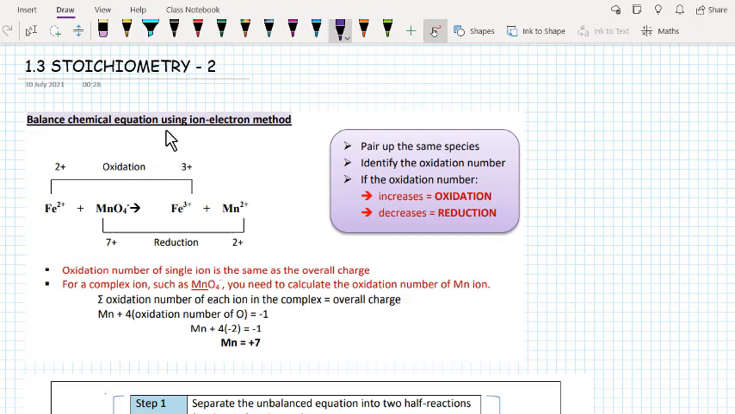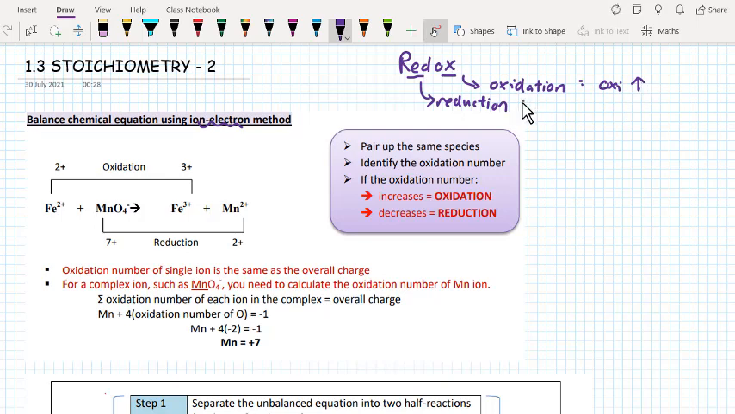Okay, so the next method used for balancing a chemical equation, most commonly known for balancing a redox equation, is called the ion-electron method. Redox reactions mean you will have two processes: a reduction reaction and an oxidation reaction. Oxidation means the oxidation number increases, and reduction means the oxidation number decreases.